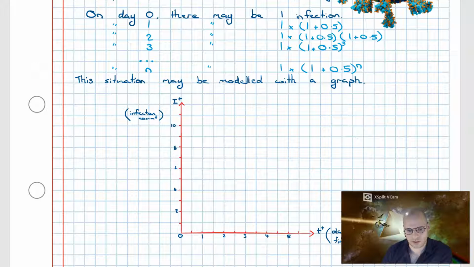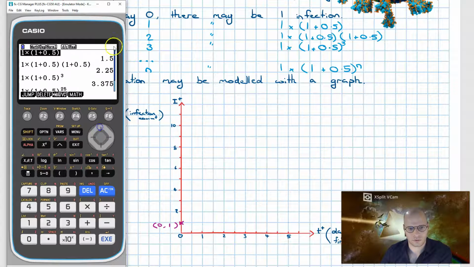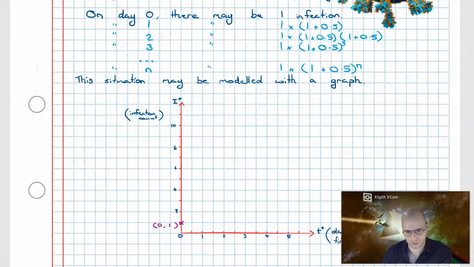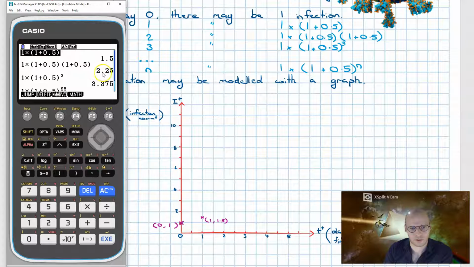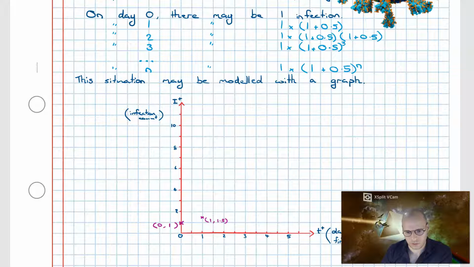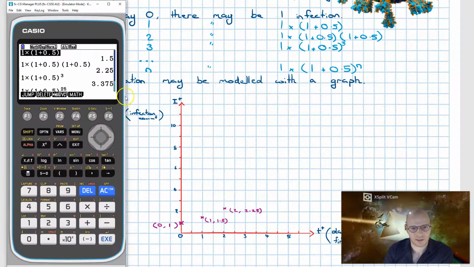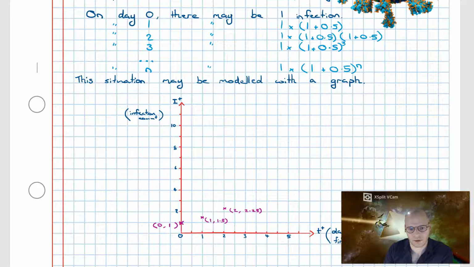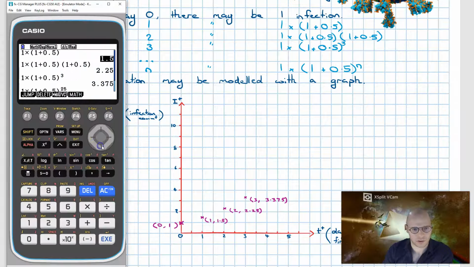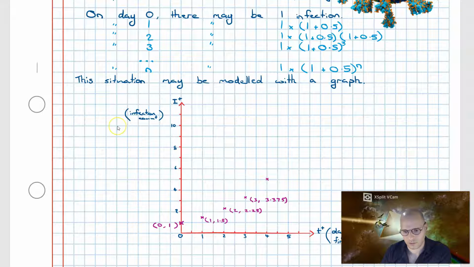So day 0, 1 infection, we are here. Day 1, so 1 day after, we're at 1.5. If I bring this in, 1.5 seen over here. So that's roughly day 2, we're at 2.25, somewhere around here. Day 3, we're at 3.375. We'll go to day 4, 5.065, so roughly 5, it's starting to take off.